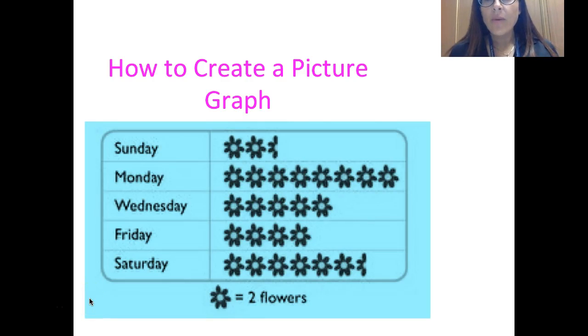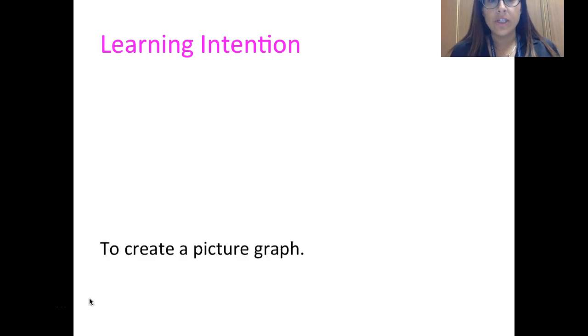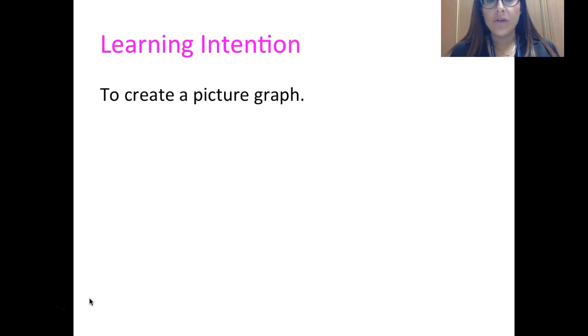Hi Year 4, today we're going to learn how to create a picture graph. The learning intention: we are learning to create a picture graph.